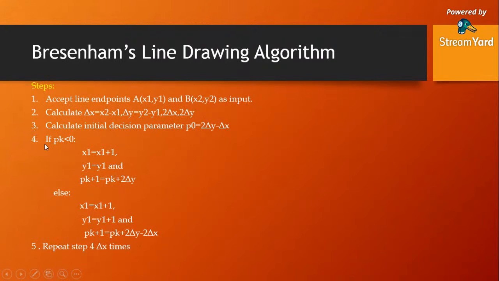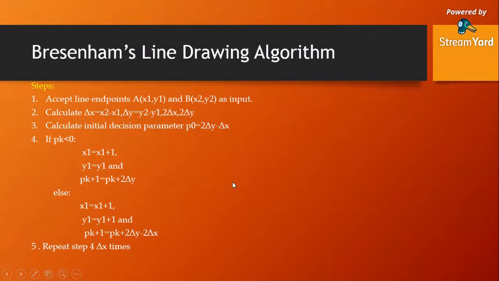Now step number 4: if p of k is less than 0, then x1 is equal to x1 plus 1, means x is incremented by 1, y will remain as it is, and the next decision parameter is the previous decision parameter plus 2 delta y. In the other case, or else part, x is incremented by 1, y is also incremented by 1, and p of k plus 1, that is the decision parameter, is equal to p of k, the previous decision parameter, plus 2 delta y minus 2 delta x. And this will be repeated how many times? Delta x times.